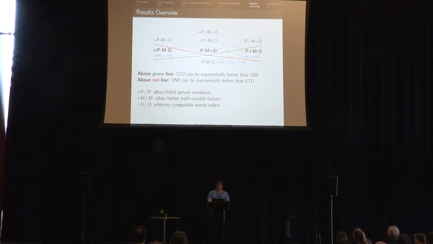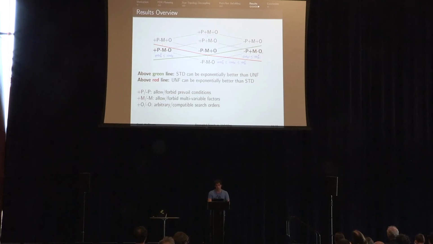So the second to last row here, that if we only allow for prevail conditions and forbid multivariable factors and only use compatible orders, then decoupled search can, first of all, be exponentially better than unfolding. And the result in blue, we could actually prove that it dominates unfolding, so it can never be larger than unfolding. For the second case, where we allow for incompatible orders, I've shown you results that basically everything can happen. There's really nothing we can say about the comparison of the methods.